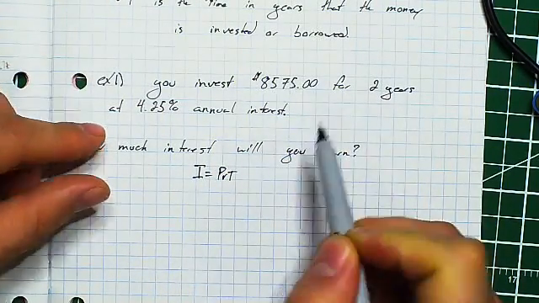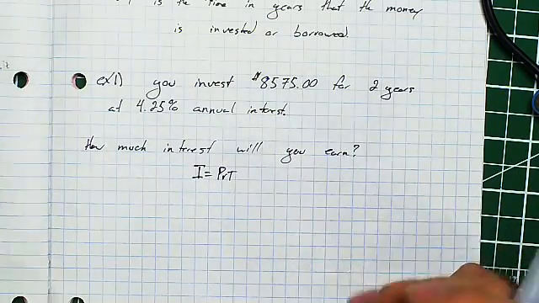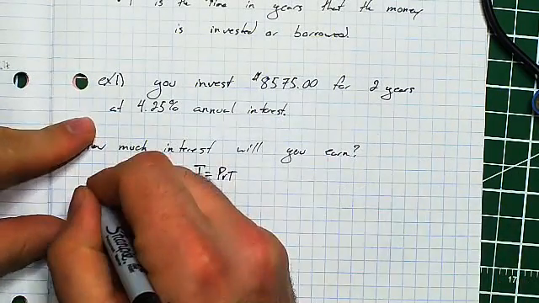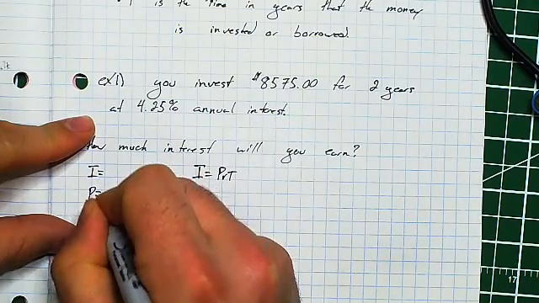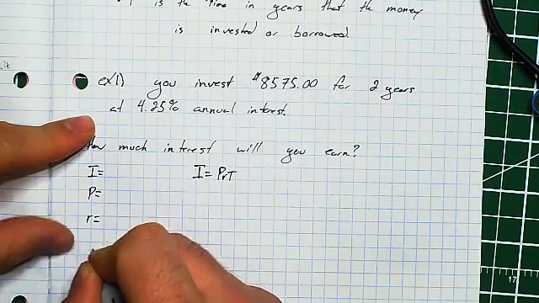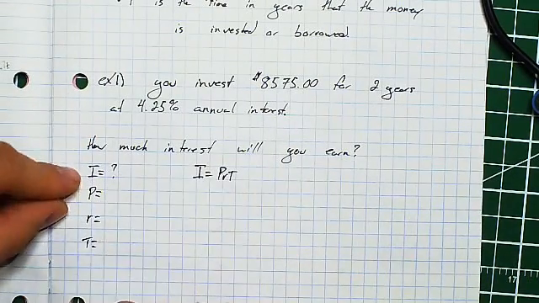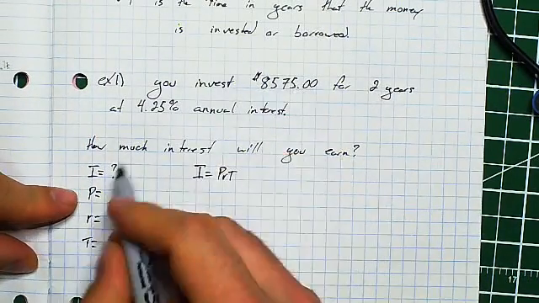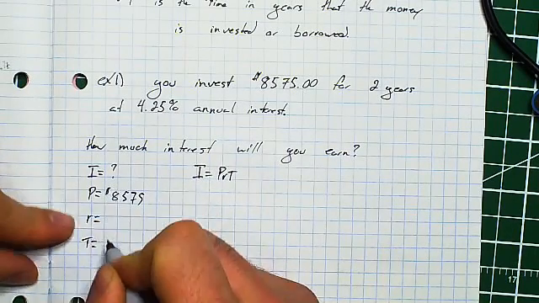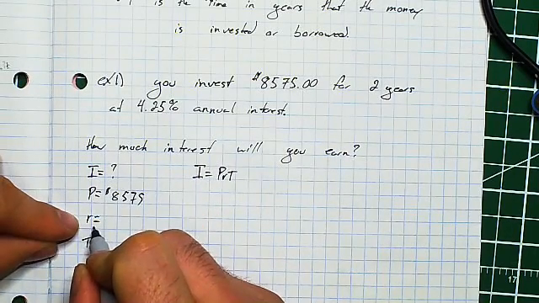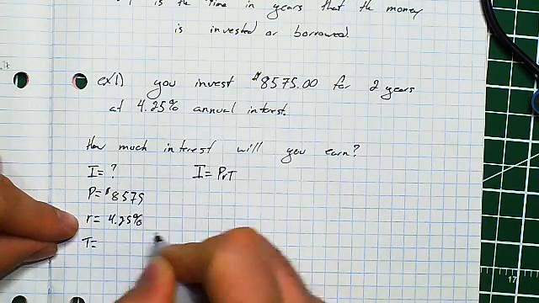We know this is simple interest because there's no mention of the word compound. As soon as you see the word compound interest, we know we have to use the compound formula. It's then not a bad idea to start with all the different parts of your formula and see what we know. The interest, we don't know. That's what we're trying to find. The principal, we're starting with $8,575. Our annual interest rate is 4.25%.